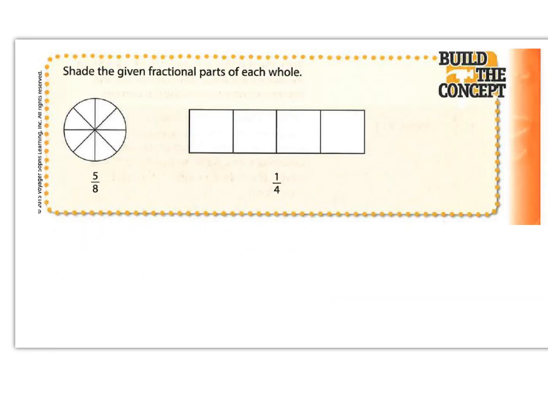All right, this says shade the given fractional parts of each whole, so 5/8. If we look, we have 1, 2, 3, 4, 5, 6, 7, 8 parts total. So we're going to shade in 5 parts. That would be 5/8. And here we have 4 parts, and we're going to shade in just 1/4. So we would shade in 1/4 for that.